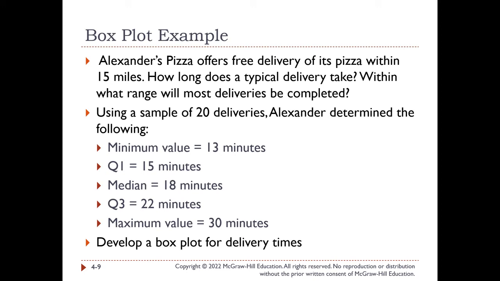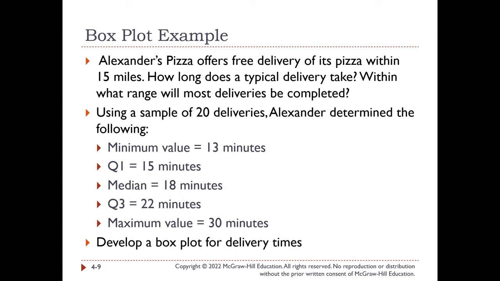So they use a sample of 20 deliveries. Alexander determines the following. The minimum value is 13 minutes. That's the quickest they have done. Their quartile 1 is 15 minutes.